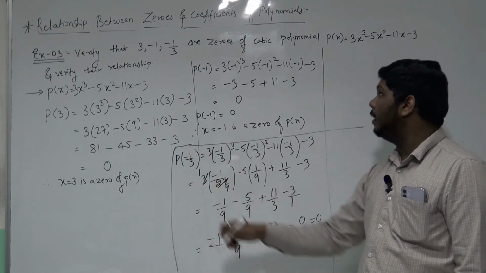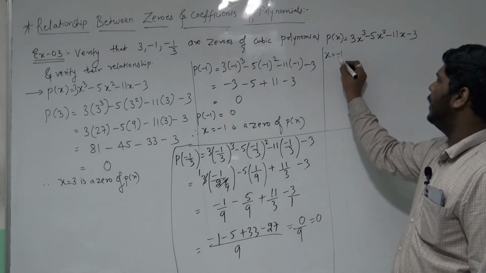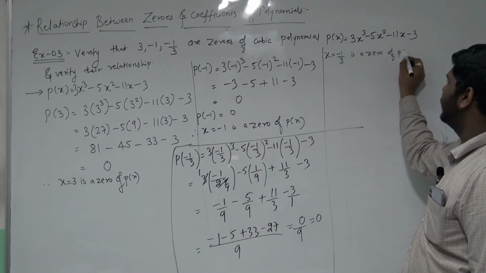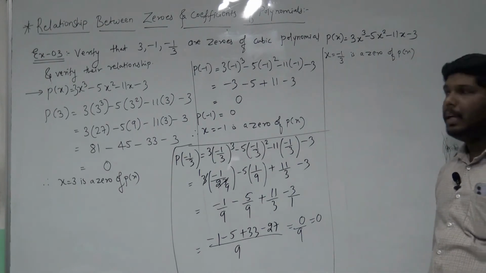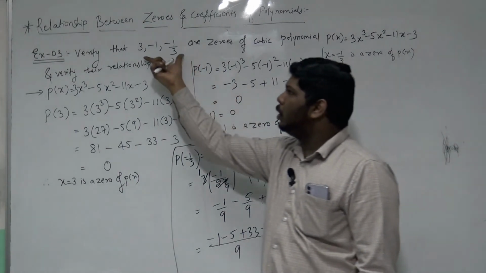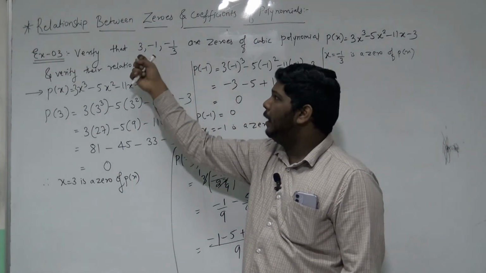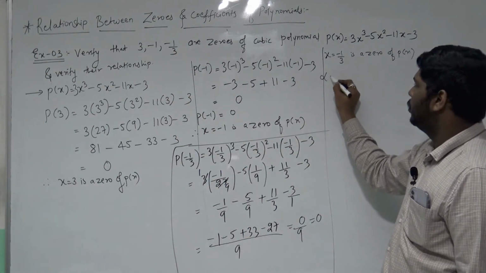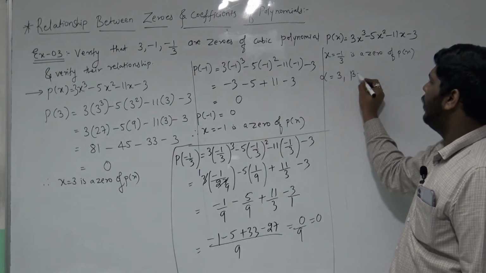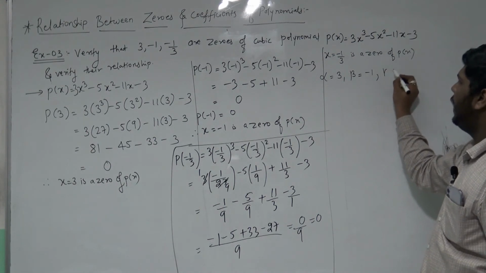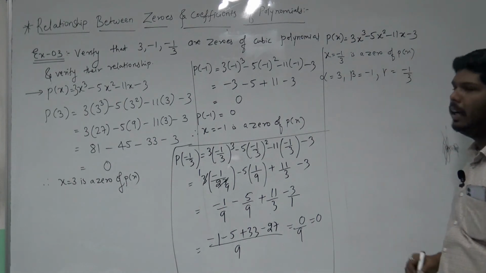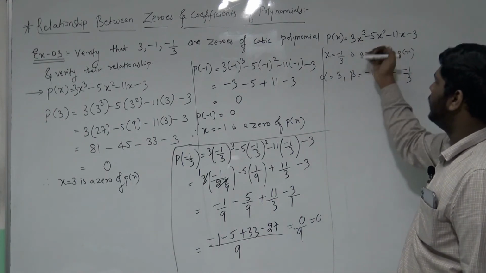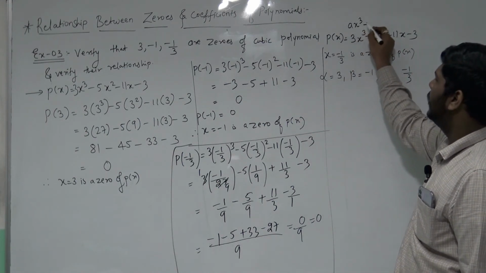Therefore we can say again that x is equal to minus 1 by 3 is a 0 of p of x, correct? It means here all the 3 zeros of the polynomial are correct, and therefore we can call them alpha, beta and gamma. So alpha value will be 3, beta value will be minus 1, and gamma value will be minus 1 by 3.